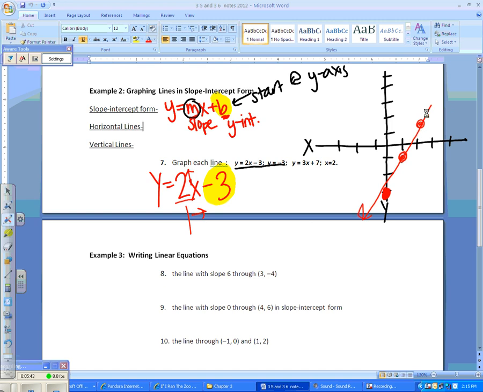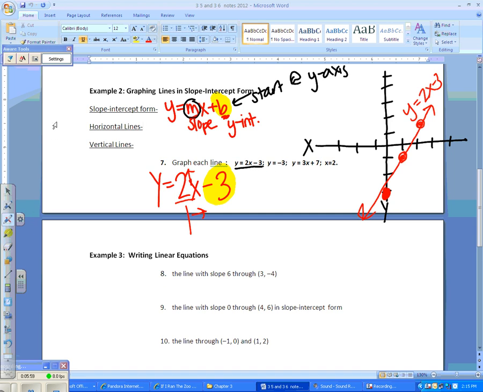And I'm going to title it so I can make sure I remember. This is y equals 2x minus 3. Okay. So we did this first graph. If you notice, the second one doesn't have an x. That's because this is a special line. This is called a horizontal line.